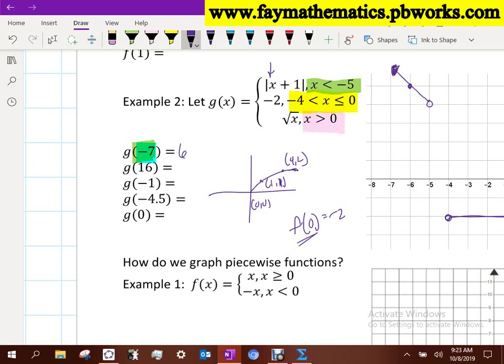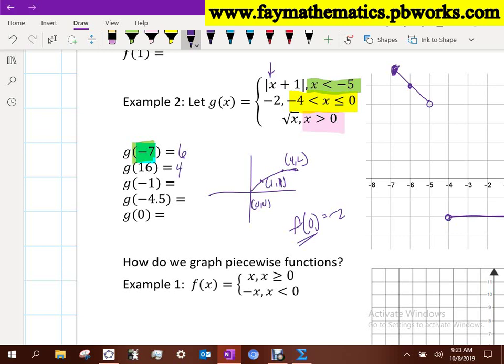Okay. Now I'm going to go to the next one, and we're looking at 16. Which of these intervals does 16 belong to? Pink. So then put 16 in, and I get back 4, right?